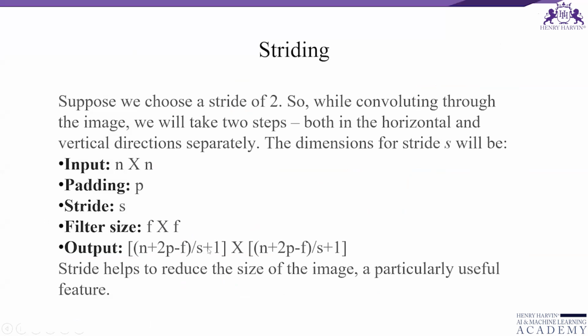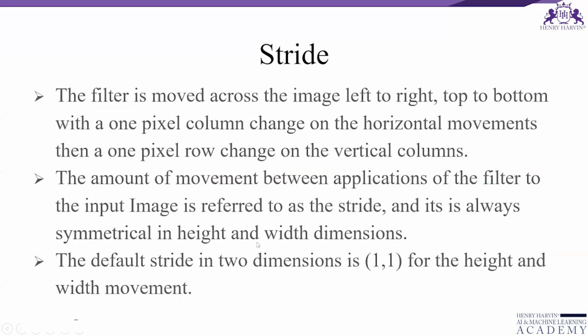People write with a different formula, right? The filter is moved across the image left to right, top to bottom, with a 1 pixel column change on the horizontal movements, then a 1 pixel row change on the vertical movements. The amount of movement between applications of the filter to the input image is referred to as the stride, and it is always symmetrical in height and width dimensions. The default stride in 2 dimensions is 1, 1 for the height and width movement.